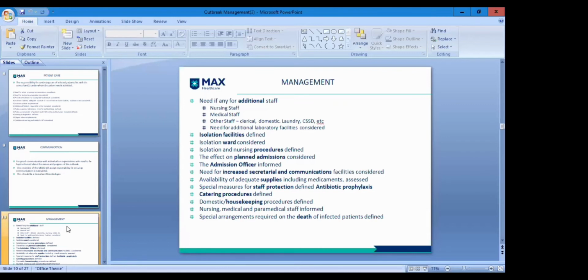So they usually wear proper PPEs when they are serving food. And every infectious patient will be marked, and the training of kitchen staff, or stewards, takes place in a manner where they know that PPEs need to be worn when they go into that room. Housekeeping procedures, I told you, in cleaning and disinfection protocols, were defined. Nursing, medical and paramedical staff were informed, and especially in this case, special arrangements required on death of infected patients were defined.